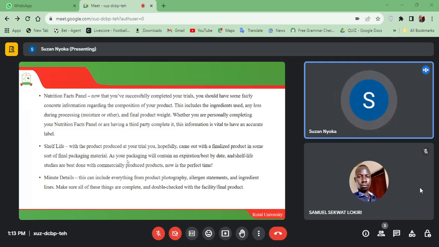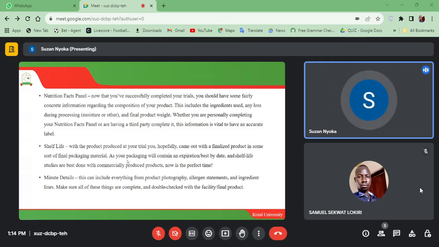Did you lose the moisture? What is the final weight of the product? All that you need to know and include on your package. Whether you are personally completing your nutrition facts panel or you are having a third party complete it, this information is vital to have an accurate label.